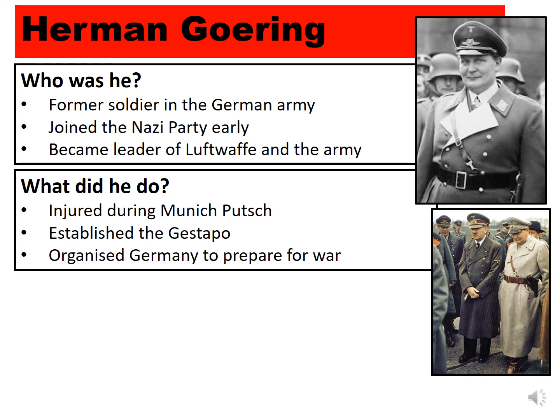So Hitler likes to reward loyalty amongst his friends, and he gives them really important jobs. Hermann Goering establishes the Gestapo. He helps set it up, and then he passes it on to Heinrich Himmler and other members of the SS to run. His key role is that Germany needs to prepare for war.